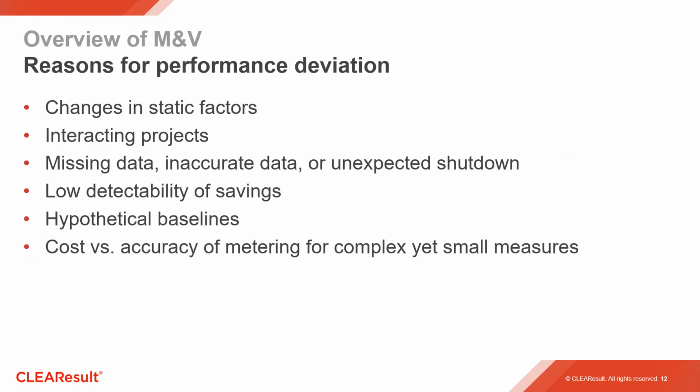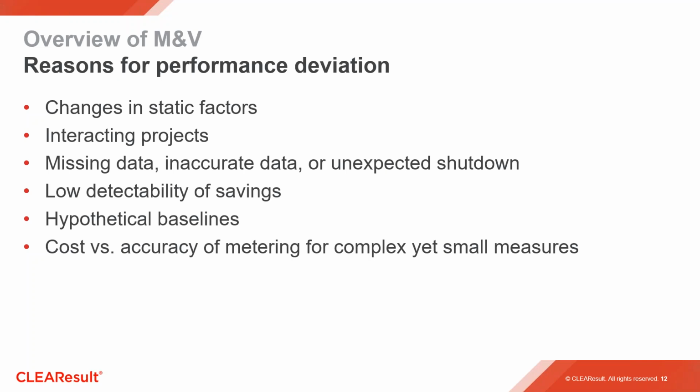As guidelines are general, they often do not cover unique situations and challenges that arise when dealing with real-world projects. Some of these challenges experienced include changes in static factors or non-routine adjustments, as they're called, interacting projects, missing data, inaccurate data, or unexpected shutdown. Inaccurate data could be due to a faulty meter or due to malfunctioning equipment.